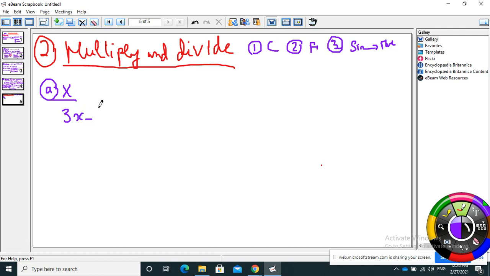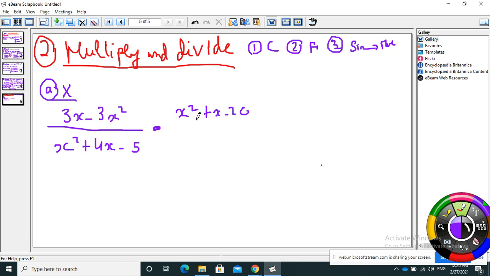3x minus 3x squared over, let's say, x squared plus 4x minus 5, times, I have multiply, x squared plus x minus 20 over 3x. I look first at the denominator. How many denominators do I have? I have 2 denominators. So for the first one, I do denominator not equal to 0.